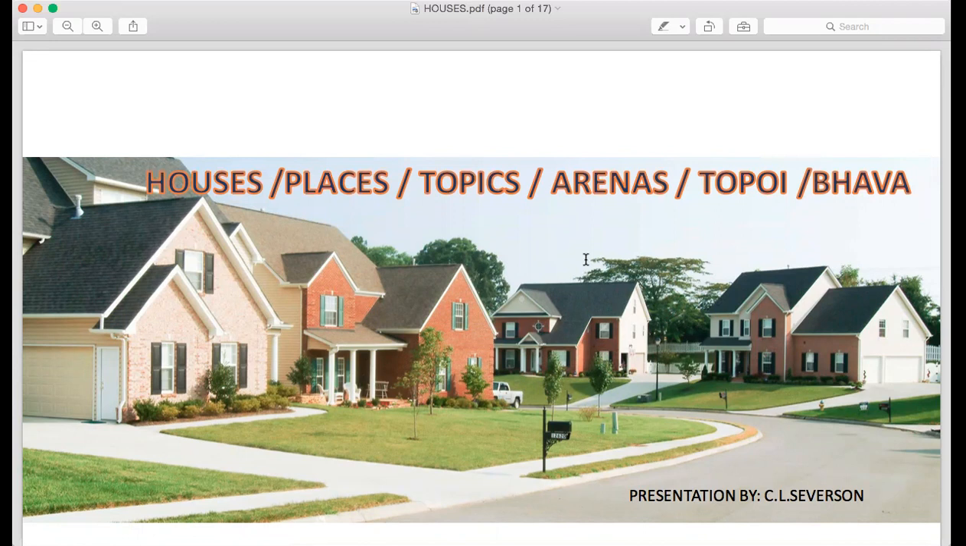It's very important and very crucial to medical, electional, horary, all these different styles. Houses are a very crucial part, and we're going to learn all about them.